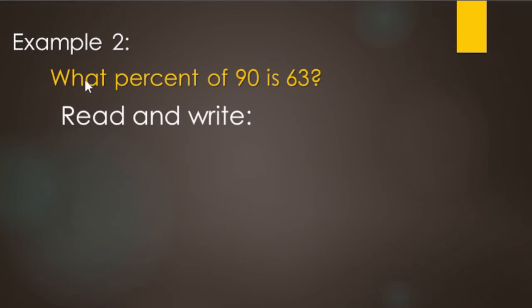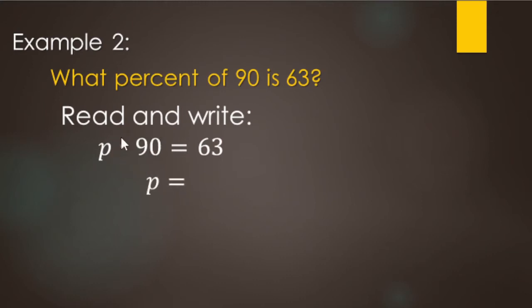So here we go. What percent? So that's going to be P. We don't know what it is yet. We're going to call it P for percent. Of in math, when it's kind of all by itself like this, normally means multiply, so times, and then 90. And then is in math normally means equal sign, and then 63 goes next. And boom, there we go. We have an equation.